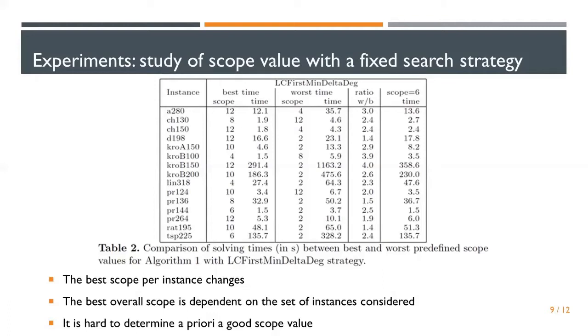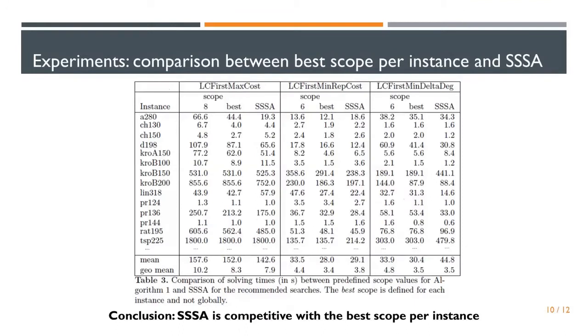But there is an issue: to know the best scope before solving an instance, you have to solve the instance with all the scope values you consider, and therefore you have solved the instance several times. So, to avoid this test phase, we propose to use SSSA, which does not make any a priori assumption on the scope value, except that it is between 2 and 12, and which can adapt the scope value for each optimization round. For each of the search strategies previously presented, we note the best average scope, the best scope set a priori, and the result obtained by SSSA.